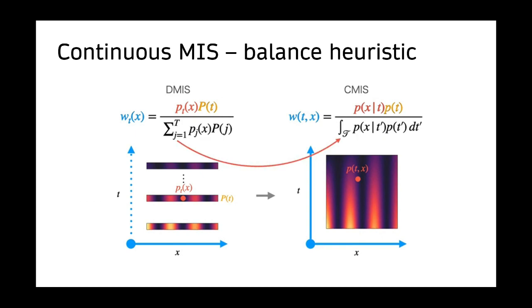CMIS has a balance heuristic that is provably optimal. Here, what was the sum over the techniques becomes an integral. Now, it seems that we just need to apply CMIS directly in practice. But unfortunately, in many applications, the integral in the CMIS weighting function denominator is not available in closed form. So this paper found a way to stochastically approximate it and still achieve unbiased estimation.